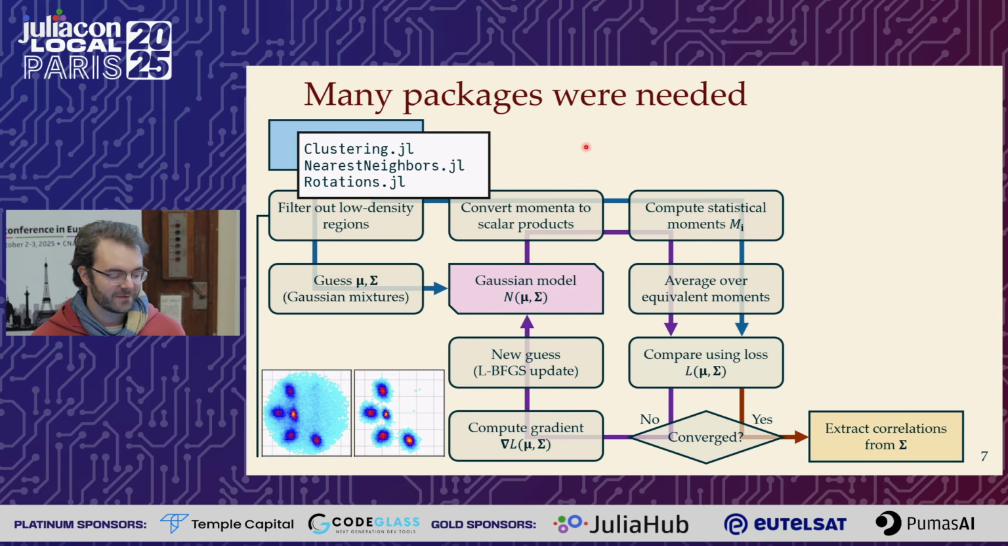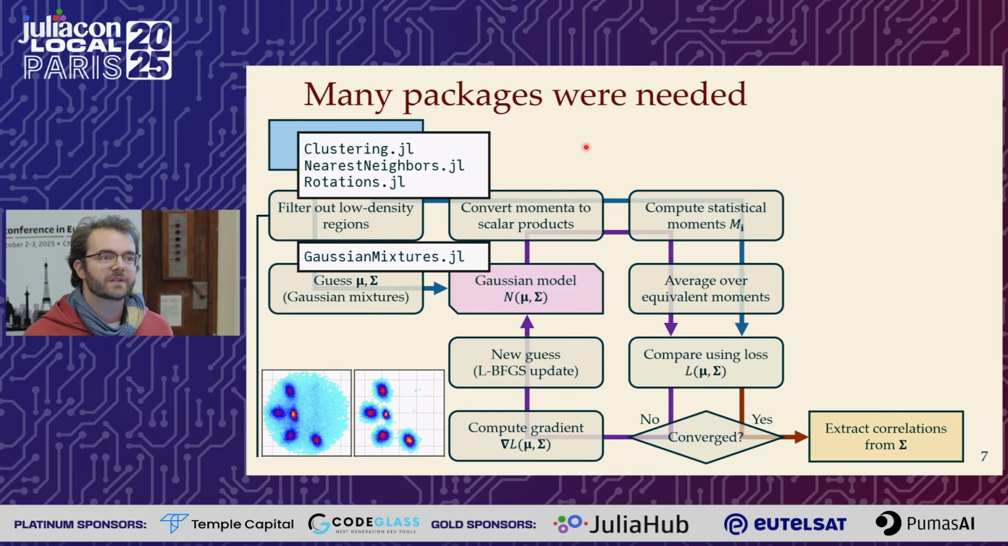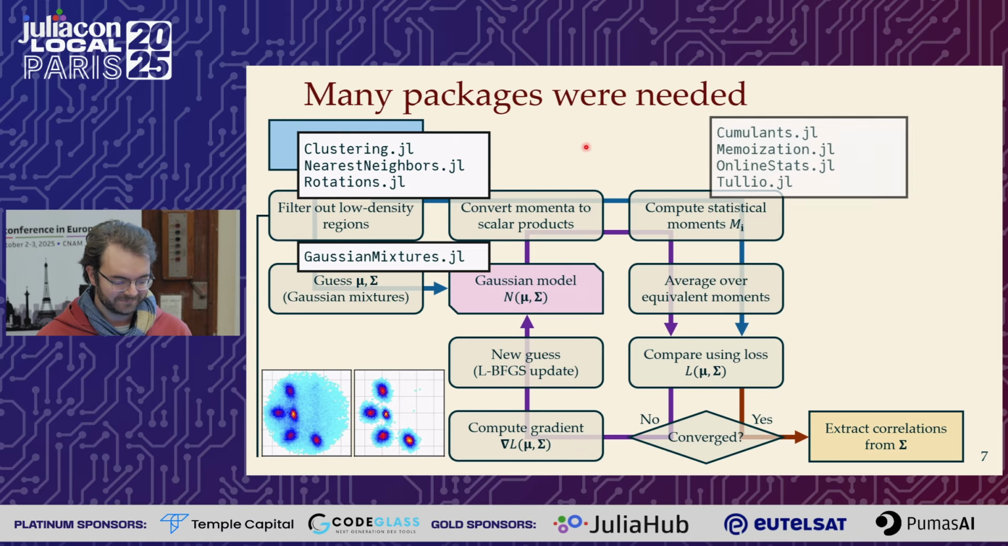To get rid of the low density region, I had to use clustering, the nearest neighbor, and other things to identify low density and get rid of it. Then I use Gaussian mixture, very, very reasonable. To be able to compute these statistical moments, there is this very cool package called Cumulant that does exactly what I needed, but not for me. So I just use it for testing purposes.